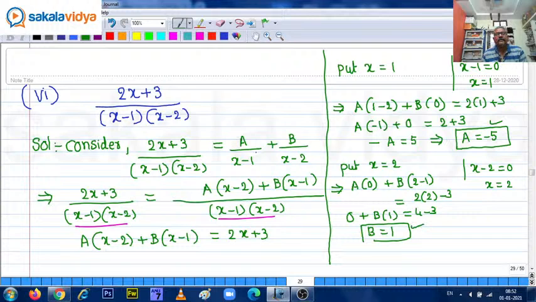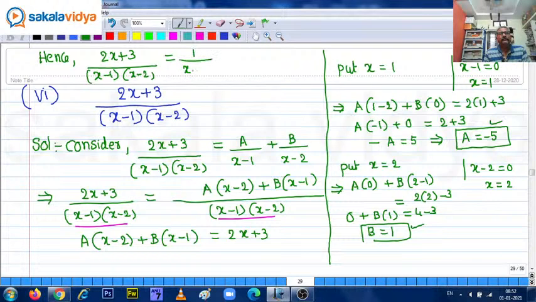So 1 upon x minus 2 minus 5 upon x minus 1, we can write. Hence, the partial fractions of 2x plus 3 upon x minus 1 times x minus 2 are like this. Since a is negative and b is positive, first write b, 1 upon x minus 2, and next a with the negative value, minus 5 upon x minus 1. So these are the partial fractions. We have resolved into the partial fractions.